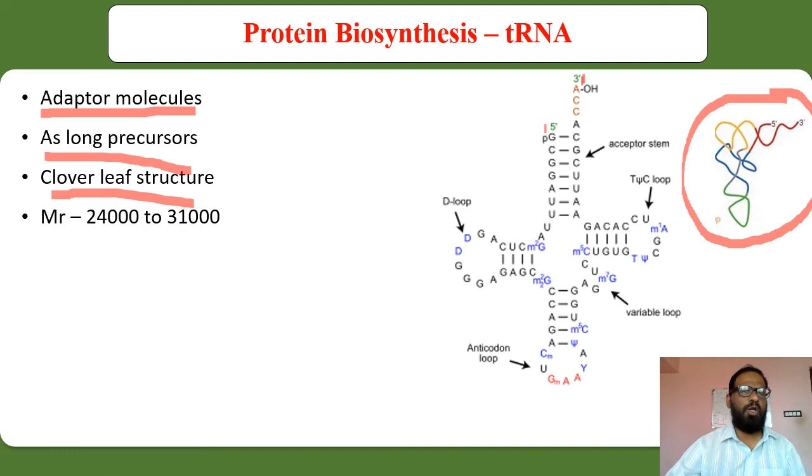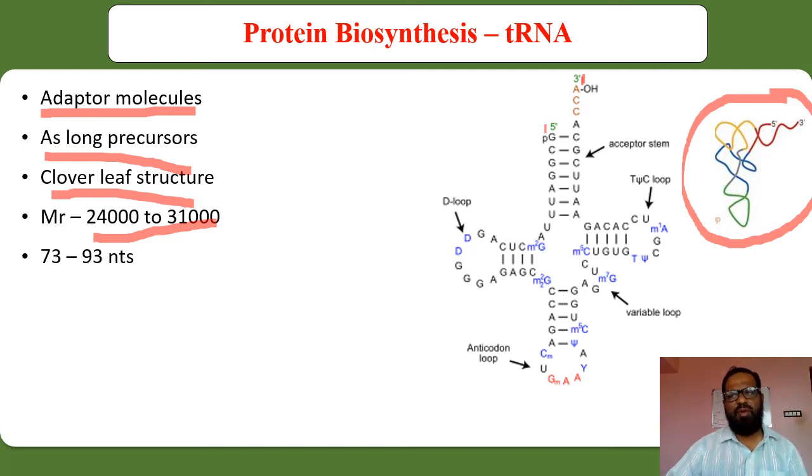What is the molecular weight of the tRNAs? The molecular weight of the tRNA molecules varies, because we have at least 32 different types of tRNAs in our body. That's why we can't give one particular number. The relative molecular weight can be anywhere between 24,000 and 31,000. Some tRNAs have a molecular weight of about 24,000, some about 30,000, and all the different types of tRNAs fall between 24,000 and 31,000. This is another very important point to remember, and sometimes it is asked in objective type questions or in competitive exams. That's why it is important.